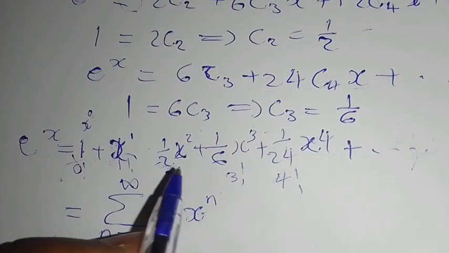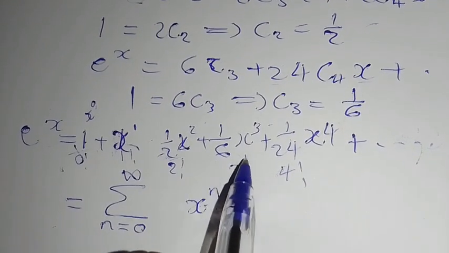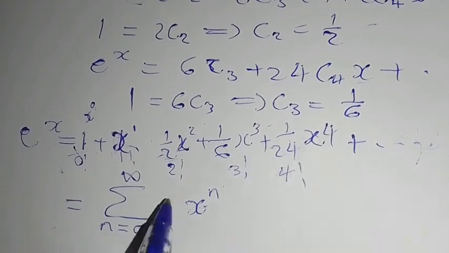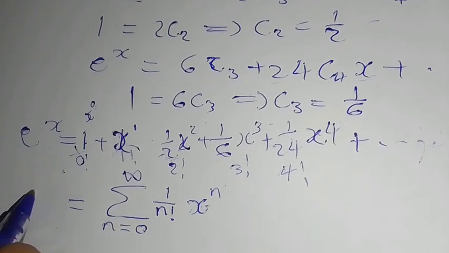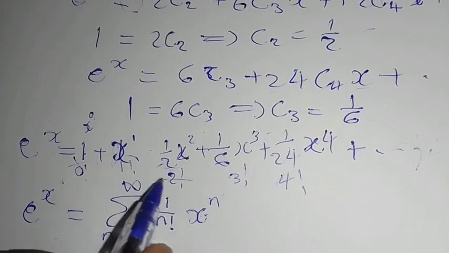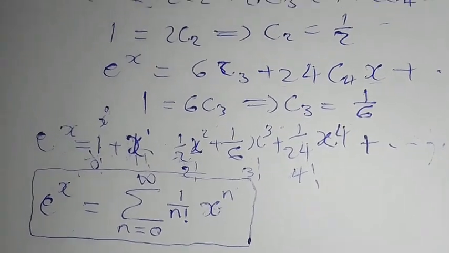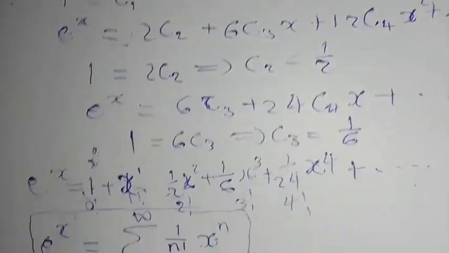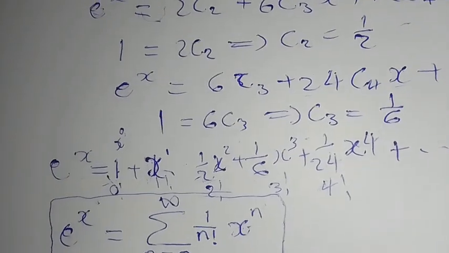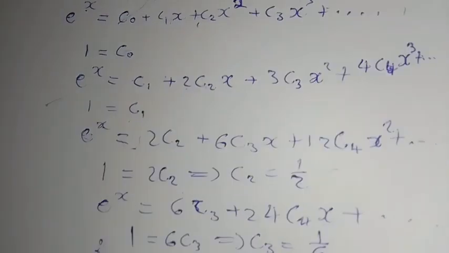Notice that the factorial is in the denominator, below the fraction line. So we expect that here we'll just have 1 over n factorial. So this is a series expansion of e to the power of x. We can do this for everything: sine x, cosine x, basically everything. The procedure is just the same throughout.